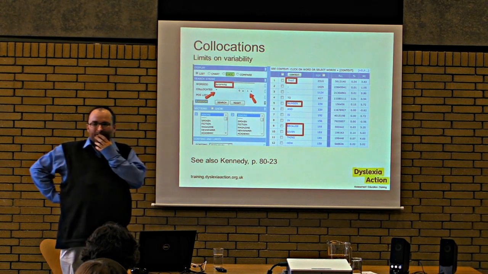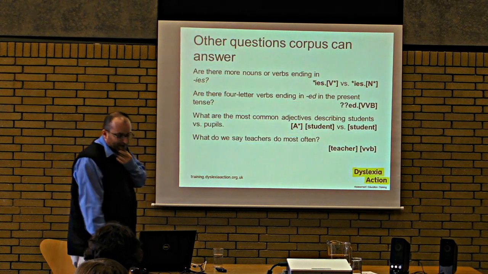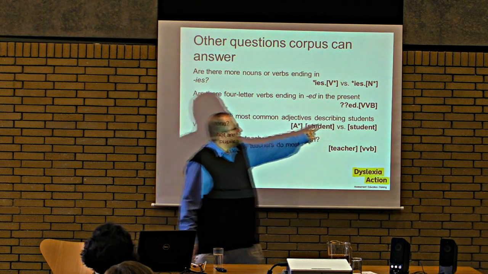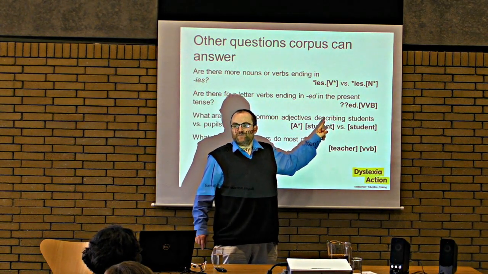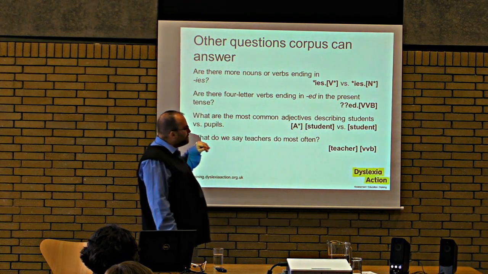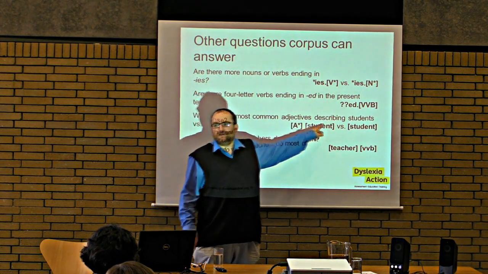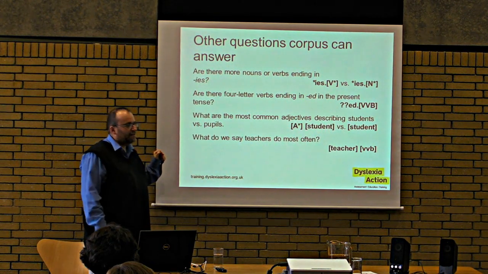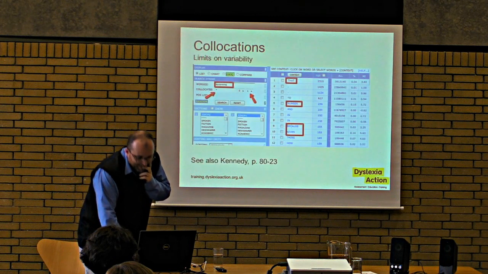Can you correct this? I couldn't understand the grammar of the student one. Why is the student in the second bracket? Oh, sorry, when it says versus, it means you have to do two searches. Oh, I see, yeah. No, you're absolutely right. I'm an idiot. This should be pupil. One is pupil, one is student. Right. Yeah, so there's an error on the slide. Thank you for showing me.